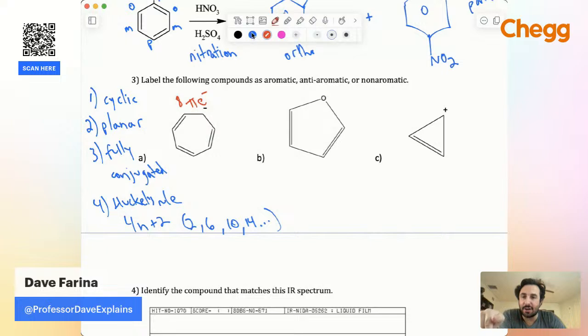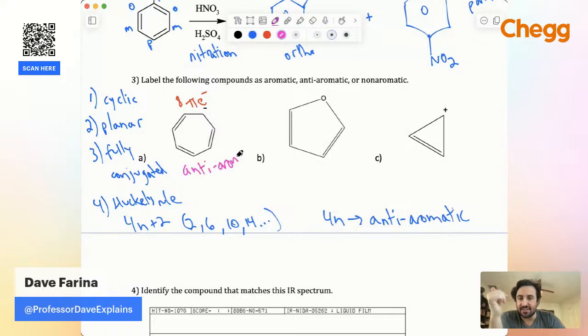Instead, if it obeys 4n, then that makes the molecule anti-aromatic. Anti-aromatic is a situation where all of the criteria are met, except that it does not obey Huckel's rule. It has 4n pi electrons instead of 4n plus 2. If n is 2, we get 8. So 4, 8, 12, 16, like that. So 8 is an example of a number of pi electrons that yields anti-aromaticity. And so this one is indeed anti-aromatic.